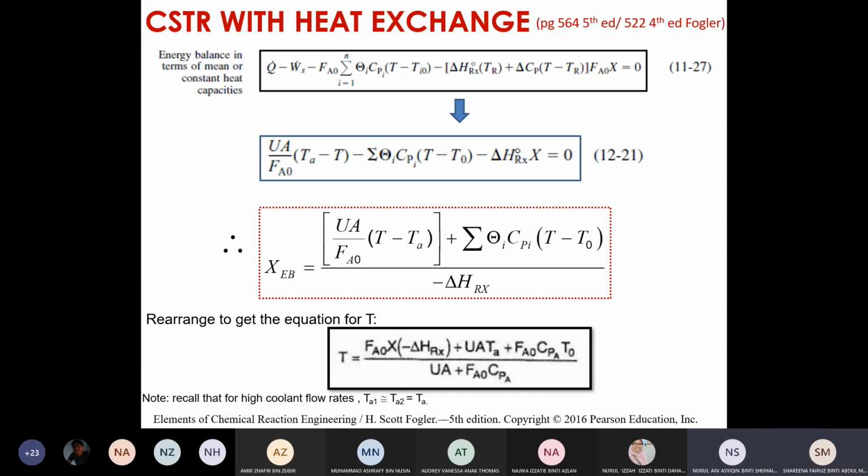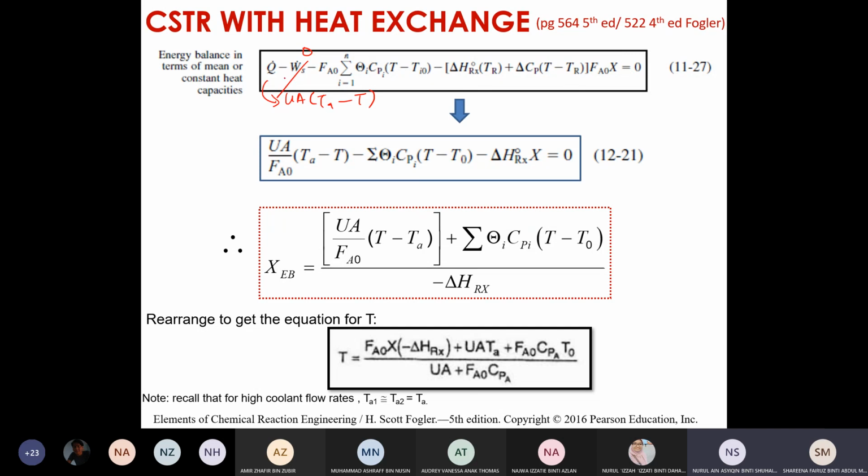Okay, so from here, remember this is the equation yang I suruh you ingat sampai bila-bila sebab this is general equation. Okay, so sekarang ni kita boleh assume Ws adalah 0 tapi Q we need to replace dengan heat exchanger punya, which is UA, this is equal to UA Ta minus T. Okay, so after you rearrangekan ni, okay, you akan dapat FA0 ni dia akan cancel kat sini tapi FA0 ni kena remain kat sini.